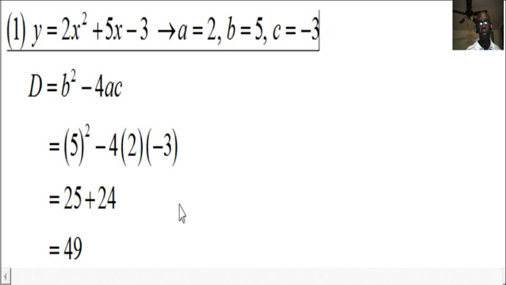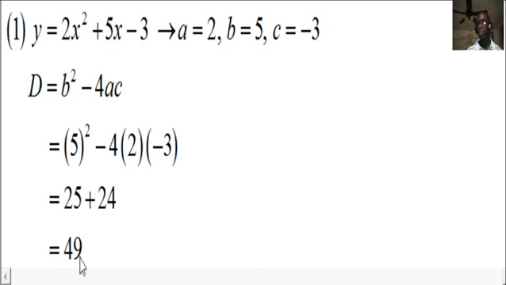Given the quadratic function y equals 2x squared plus 5x minus 3, a equals 2, b equals 5, and c equals negative 3. The discriminant is given by the formula d equals b squared minus 4 times a times c. Substituting these values gives us d equals 5 squared minus 4 times 2 times negative 3. This equals 25 plus 24. D equals 49. 49 is a perfect square. Therefore, this quadratic function has two real, rational solutions.